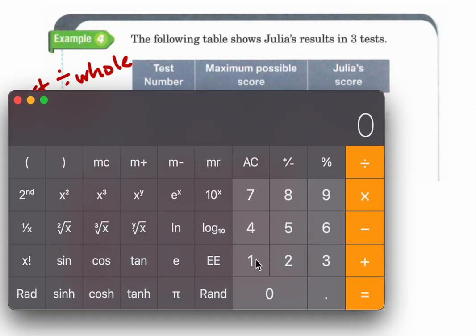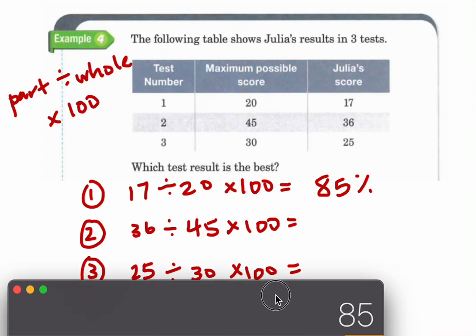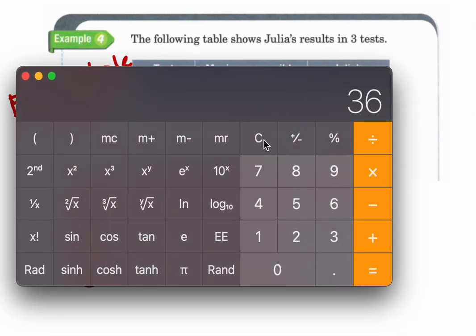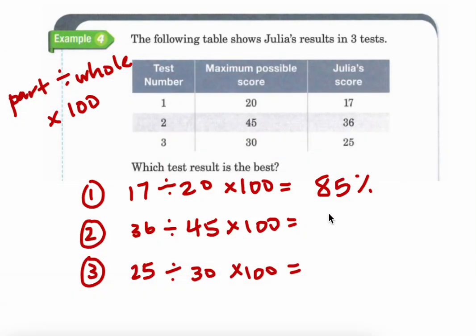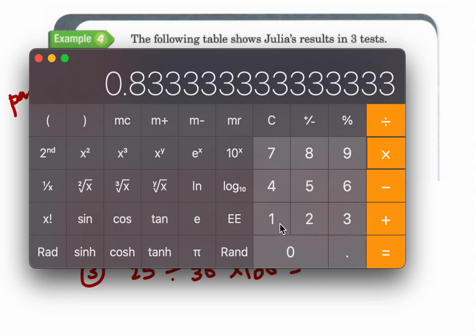The first one, 17 divided by 20 equals that, times 100. So the answer is 85%. Not bad, that's a solid B. Next one is 36 divided by 45. Let me clear that first. 36 divided by 45, and then times 100. So that's 80%. And then for the third test, 25 divided by 30, take that answer, whoa, times 100. So the answer is like an 83.3.